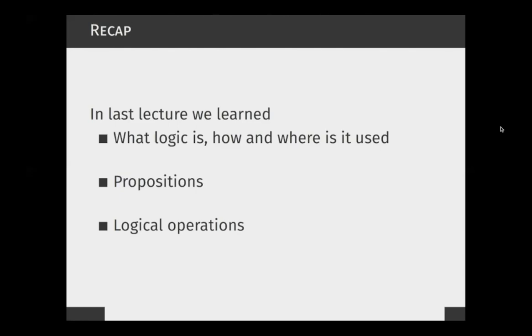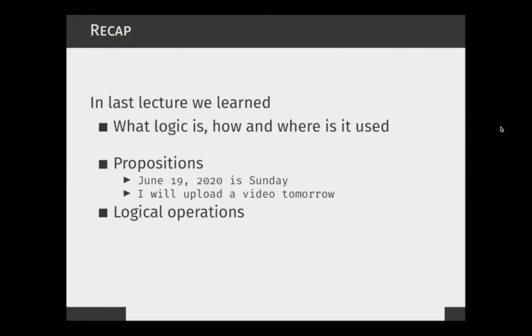So there were two assignment questions for you in the previous video. Let's talk about their solution. The first statement, June 19, 2020 is Sunday. This is a propositional variable because you can evaluate it to be either true or false. But the second statement, I will upload a video tomorrow, is not a proposition. Its evaluation depends upon the future, so you cannot evaluate it today. So the first one is a proposition and the second one is not.